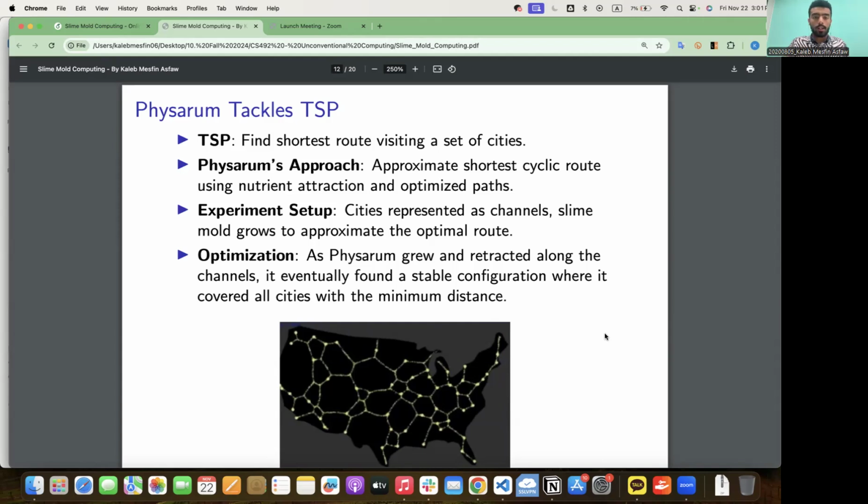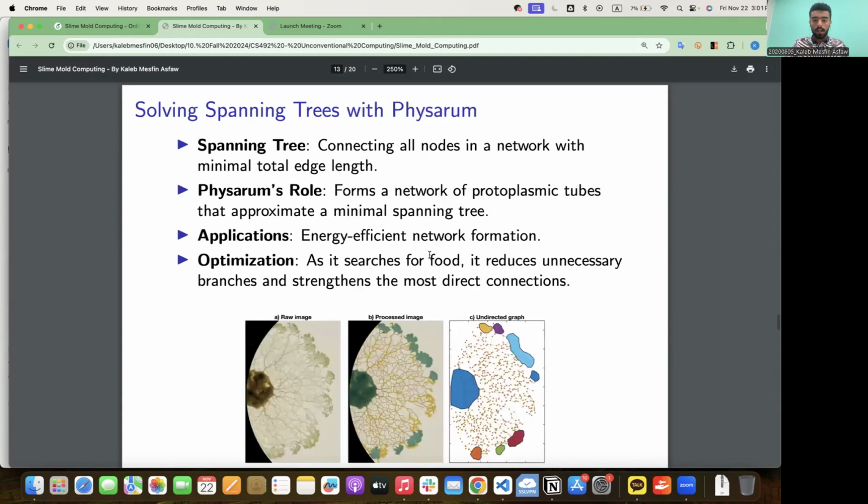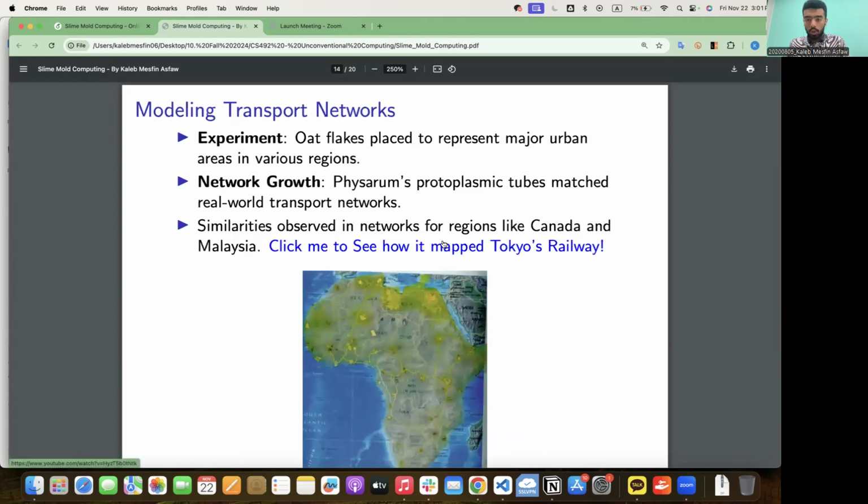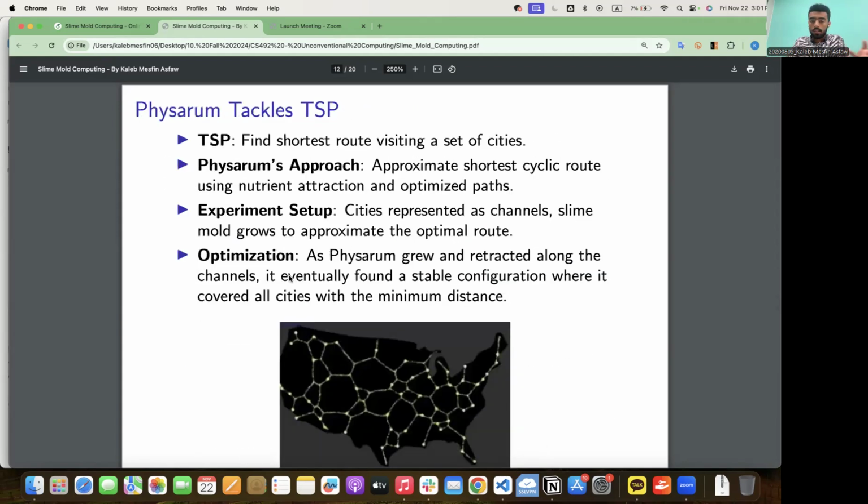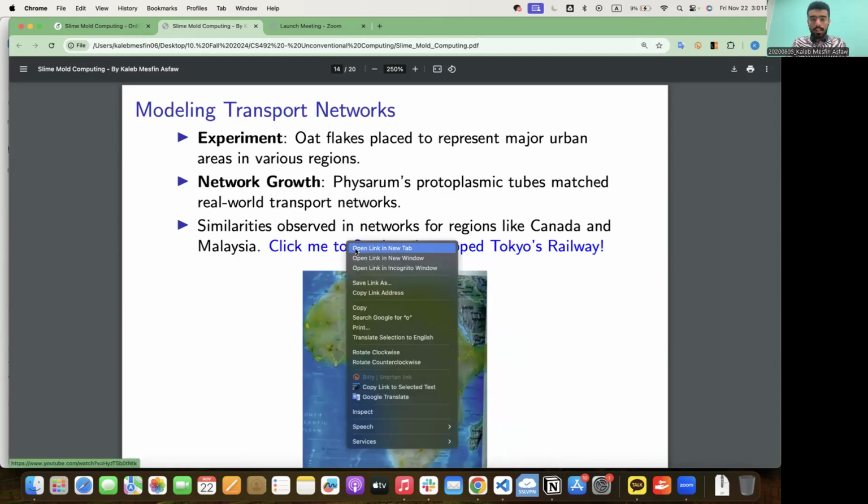And I would like to show you a video of how slime mold mapped the Tokyo railway. It's actually the same as modeling a transport network. Oat flakes were used to represent major urban areas. It's actually the same as the traveling salesman problem. So let's see how slime mold was able to find the optimal routes in Tokyo, which has one of the best railway transports in the world, that engineers took a long time to build. This is a relatively longer video, but it's very interesting. I guarantee you. So let's try to watch it.